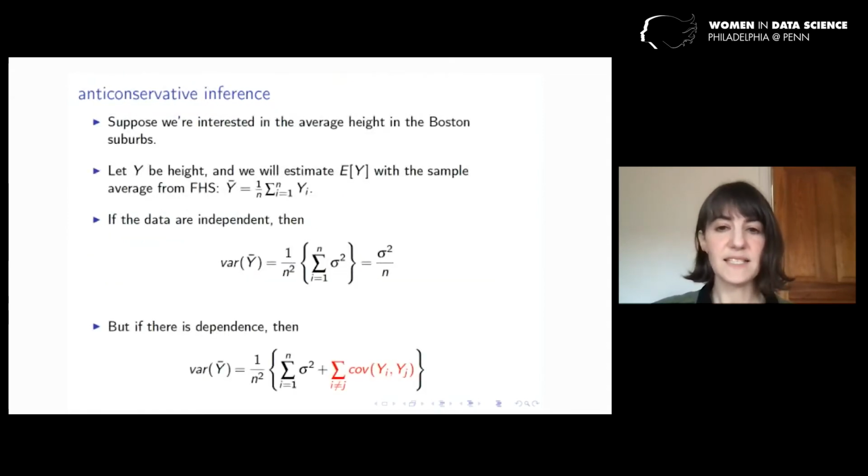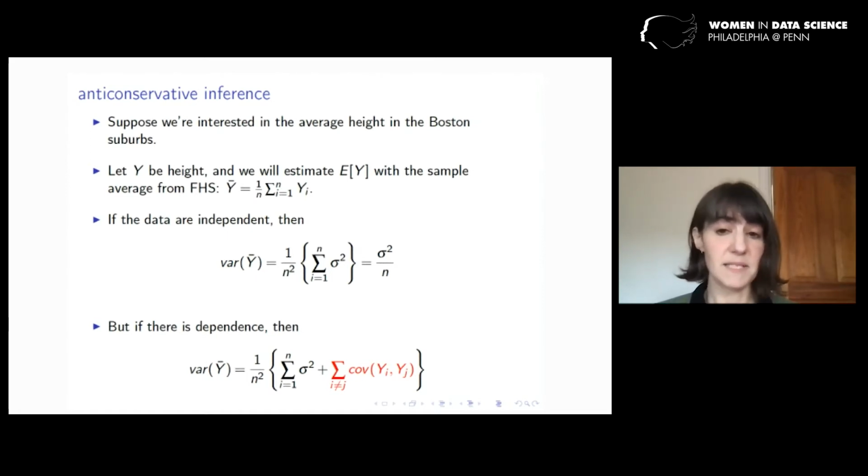Okay, so let's dig into these two problems and try to understand exactly why they occur. So first, I'll explain the problem of anti-conservative inference. Why does ignoring dependence lead to underestimating the uncertainty in an estimate? Suppose we want to estimate a simple mean, like the average height of people living in the Boston suburbs. And we'll use the sample average of height measurements from the Framingham Heart Study as our estimator.